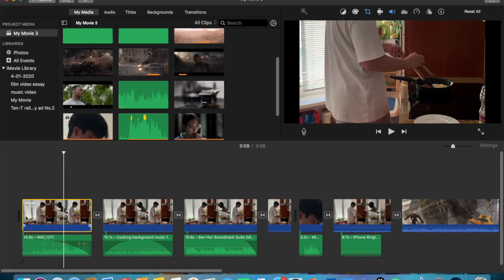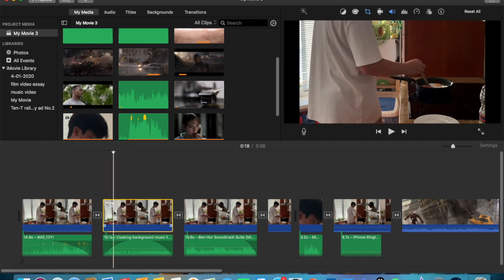And the next one is the non-diegetic sound. The non-diegetic sound is the opposite of the diegetic sound, which is a sound that can be heard by the audience, but the characters in the video can't hear it. And in this video, I have put in background music, which the character can't hear.